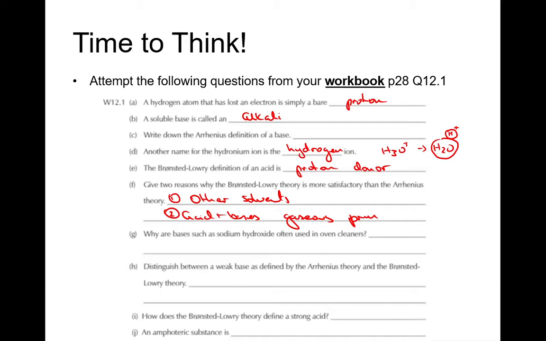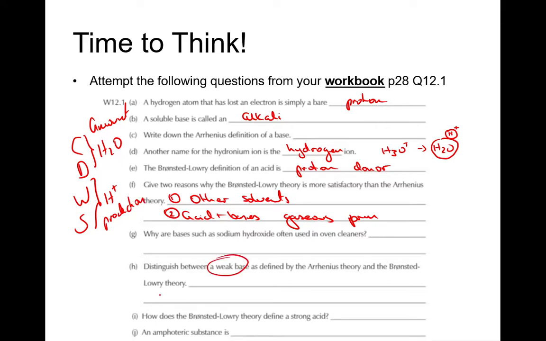Part H, distinguish between a weak base as defined by the Arrhenius theory and the Bronsted-Lowry theory. Now, we've got four words in chemistry we've got to be very careful of. Concentrated, dilute, weak, and strong. Concentrated and dilute has to do with the amount of water. Full stop. But weak and strong has to do with the production of H+. So if we're talking about a weak base, we're talking about bad production of OH minus, because don't forget it's Arrhenius' theory, so we have to make reference to the OH minus. So distinguish between a weak base as defined by Arrhenius' theory and the Bronsted-Lowry theory.